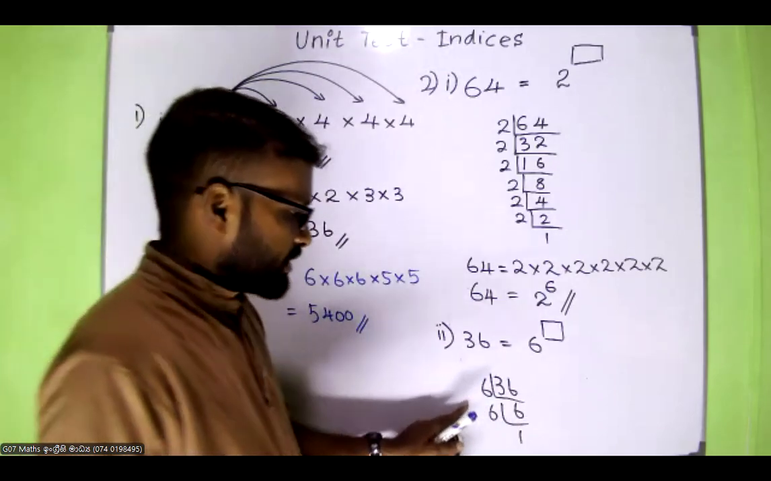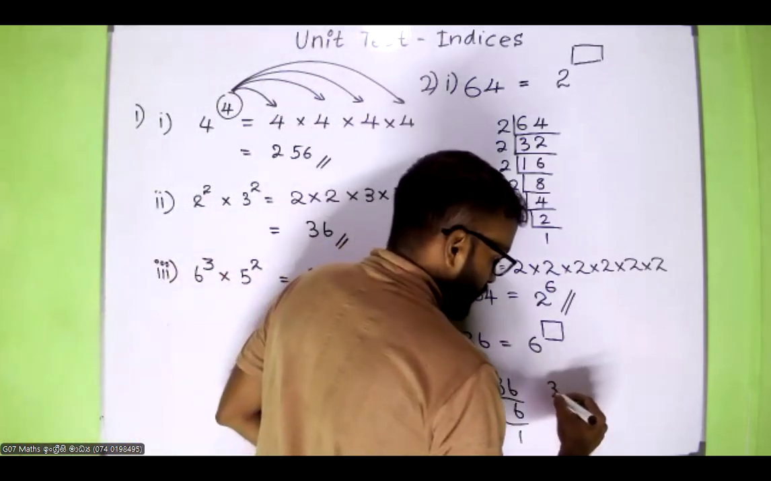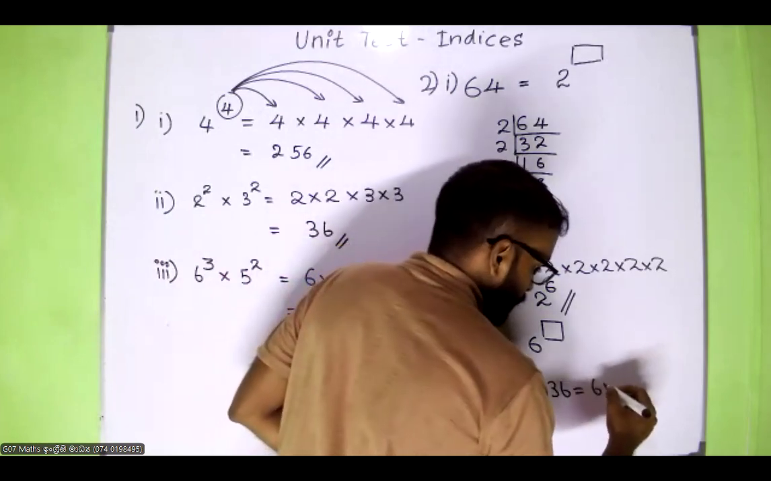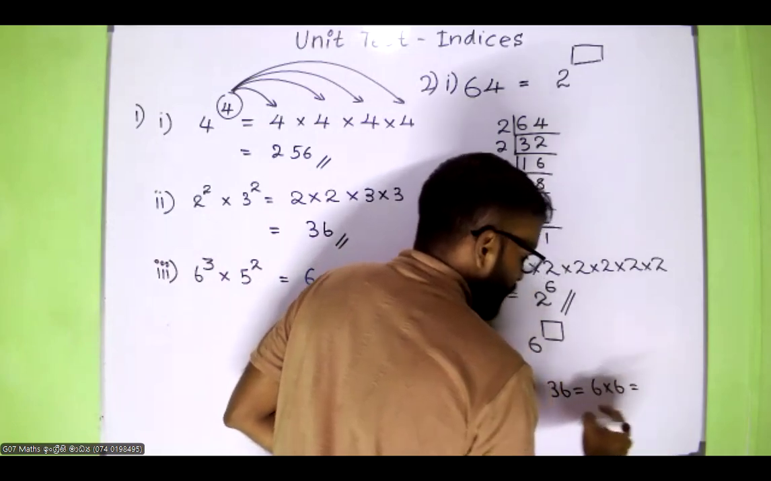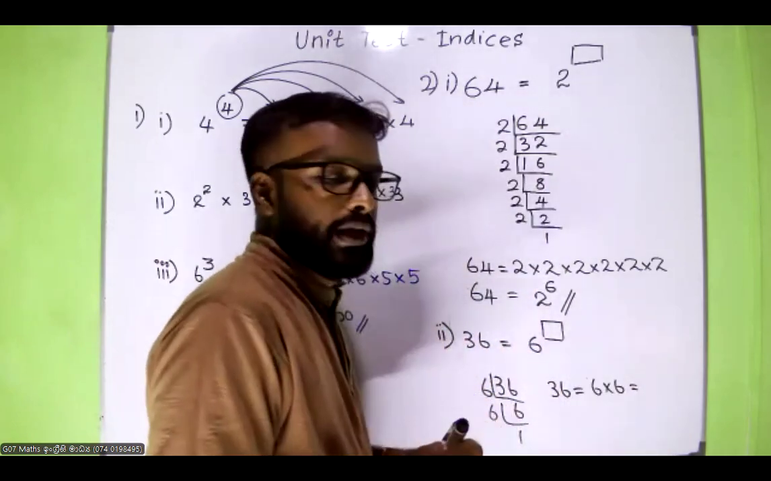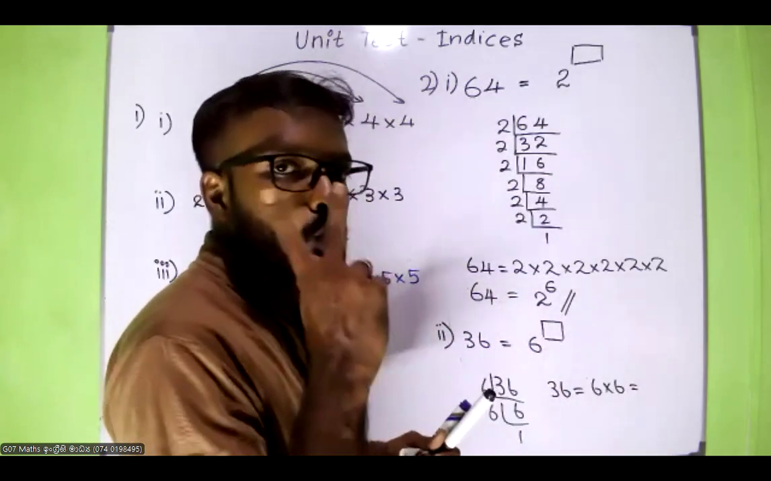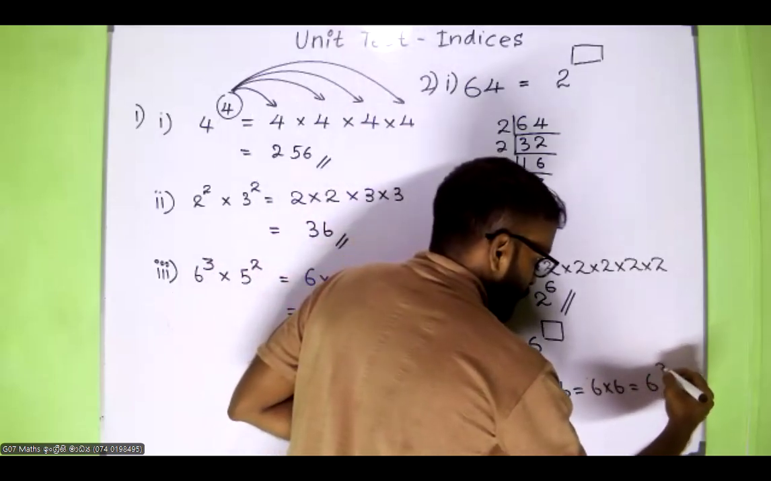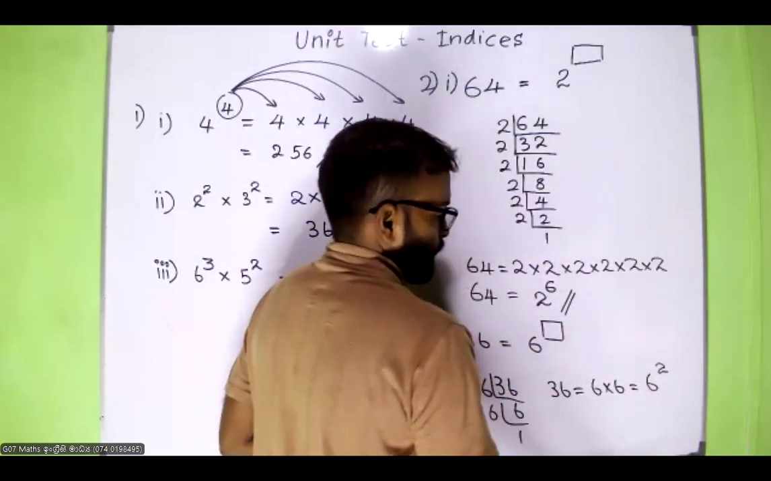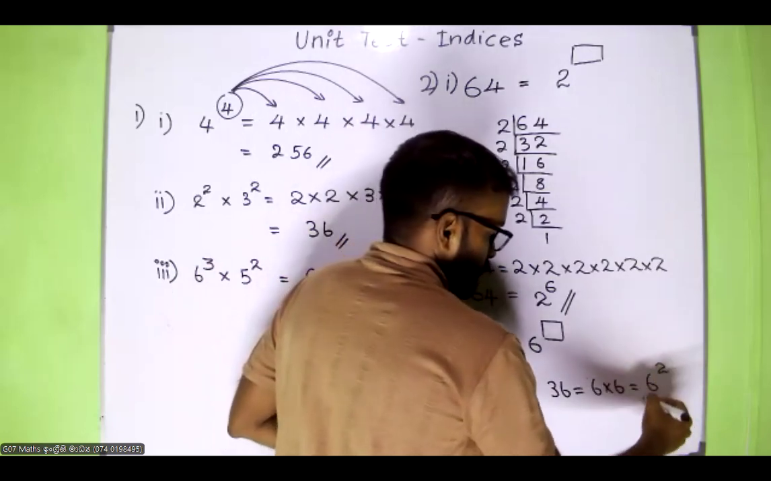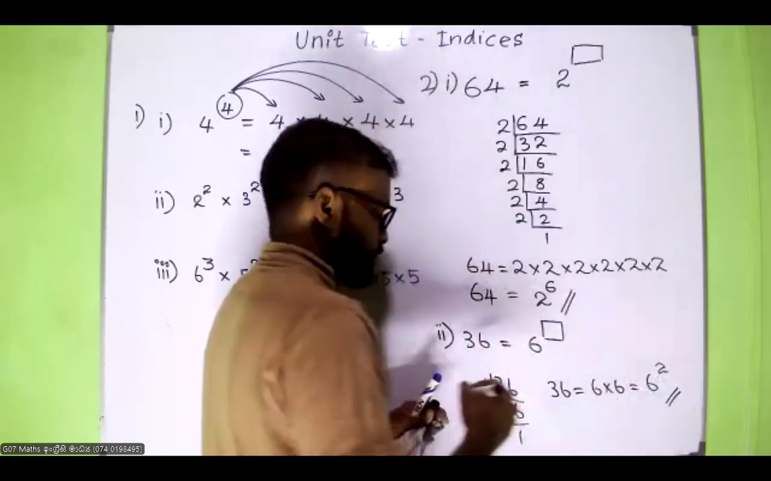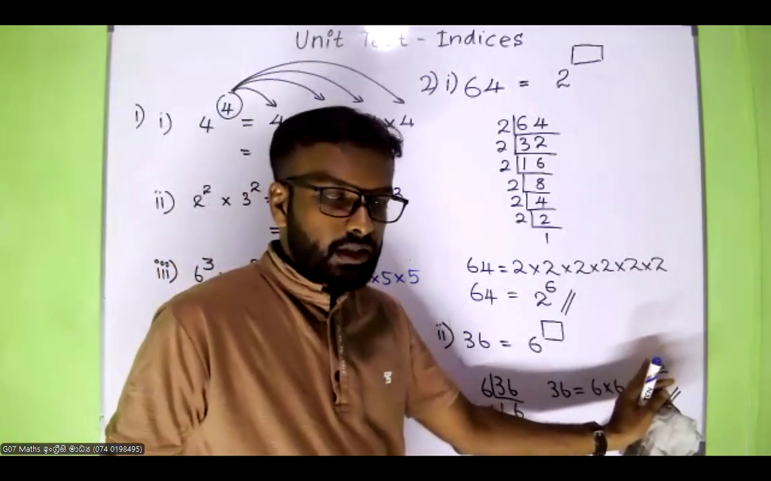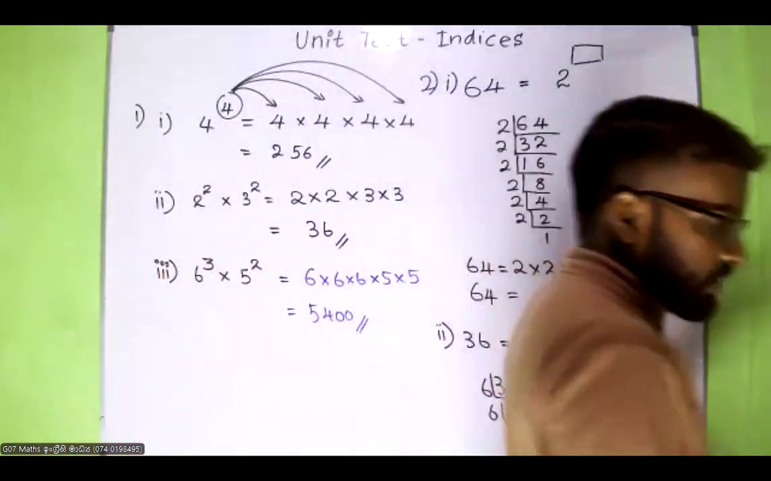So how many 6s are there? 36 can be written as 6 times 6. This means 6 has been repeatedly multiplied 2 times. So 6 to the power 2, 6 square. So this is your answer. Base 6 and 36 in index form. Very easy.